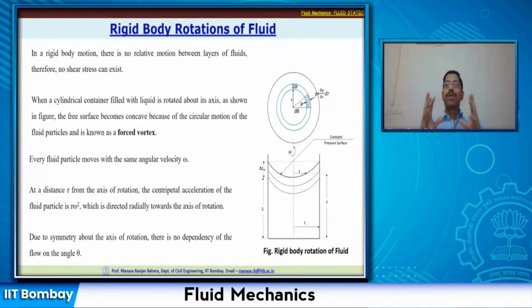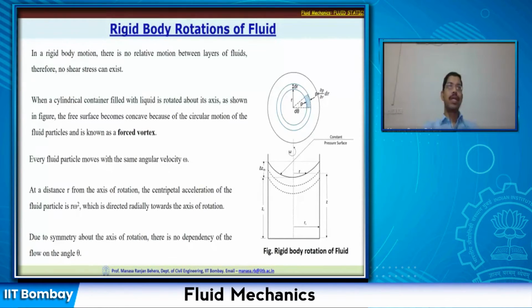So rigid body rotation, or sometimes we call it forced vortex. In a rigid body rotation, rigid body motion, there is no relative motion between fluid layers. So if you have layers, they move with the same rotation. So there is no relative rotation or relative motion between layers of fluids. There is no shear stress existing between the fluid layers.